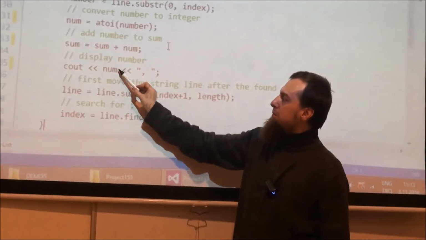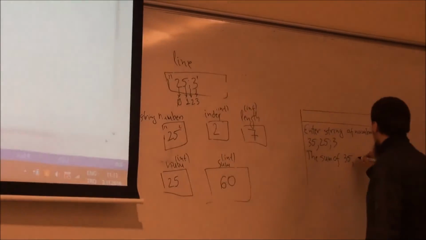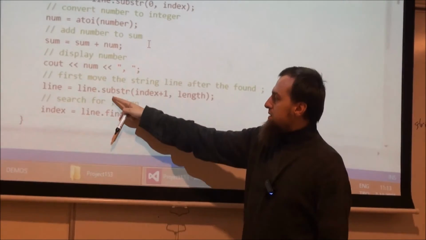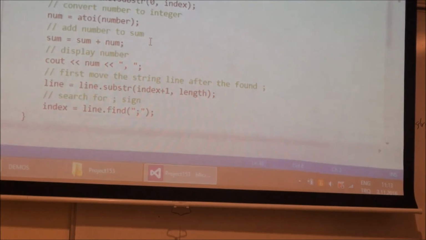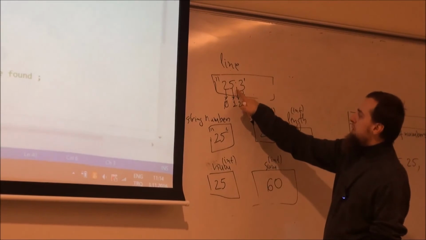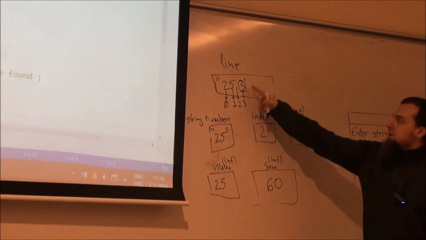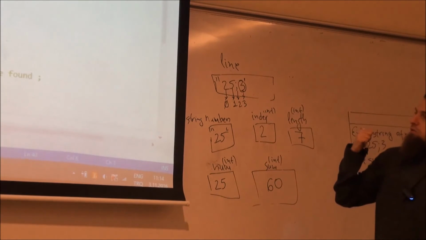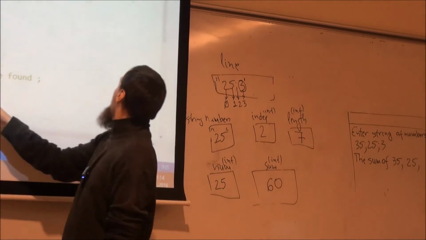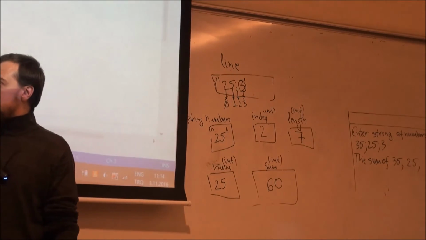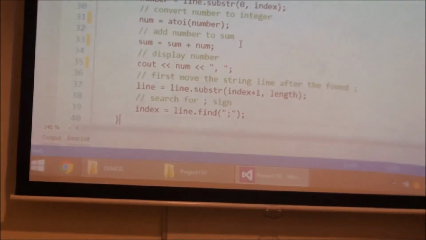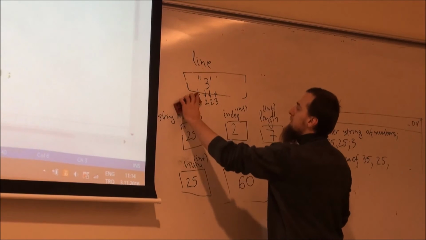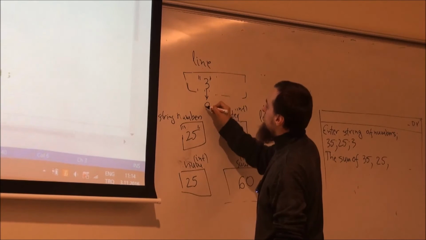We print the num and the comma. So we print 25, comma. We take the substring of the line from index plus 1 till the end. Index plus 1 is 2, 2 plus 1 is 3. So from 3, length is 7. We take 7 characters, but hey, we don't have 7 characters, we have only 1. So only 3 is going to be returned from the substring function, and this 3 as a string is going to be assigned to line itself. So this stuff is going to be erased. We have 3 here as a character, and this is the only index. This is index 0.